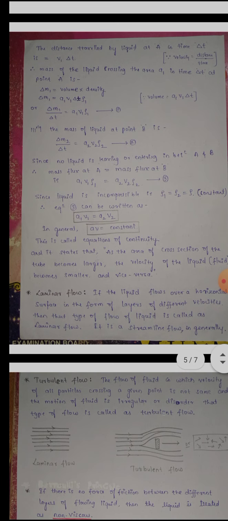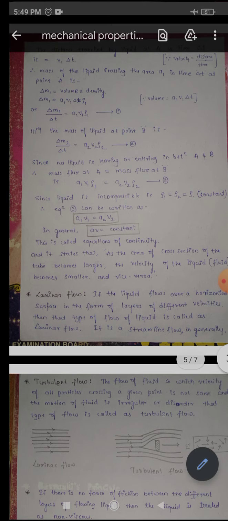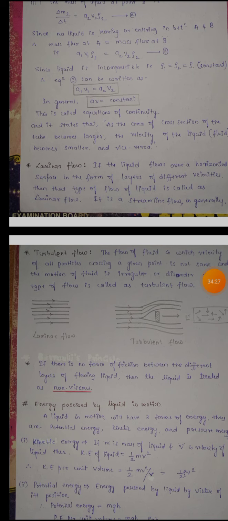This equation is known as the equation of continuity, and this states that as the area of cross section of the tube becomes larger, the velocity of the liquid or fluid becomes smaller. While area increases, velocity decreases. As velocity increases, area decreases. This is the statement of the equation of continuity. This is about the equation of continuity.